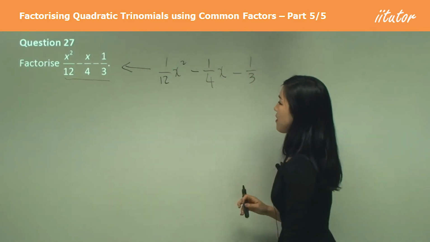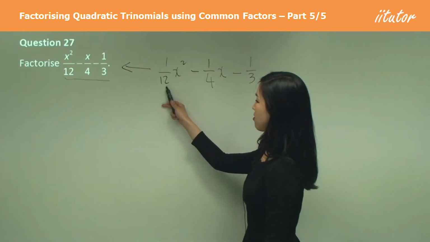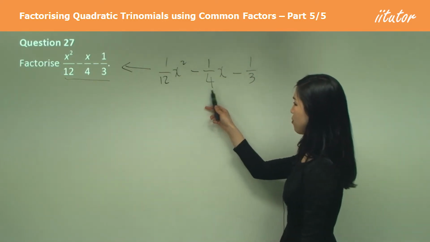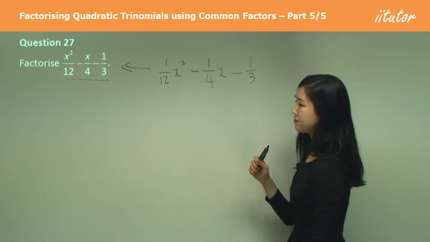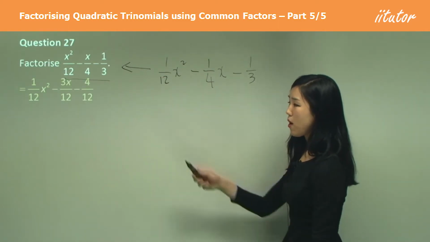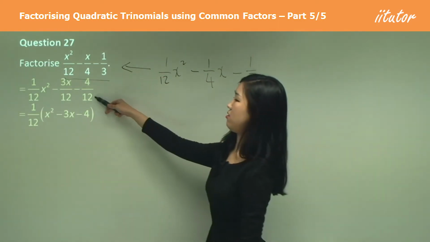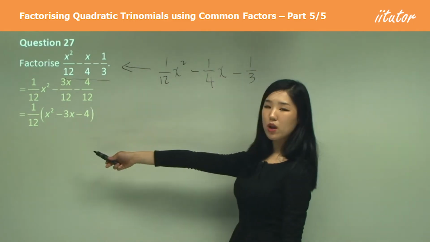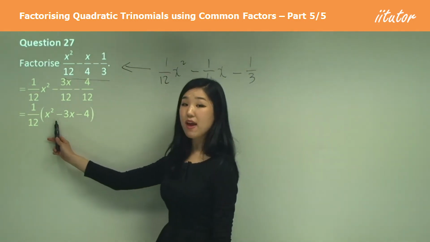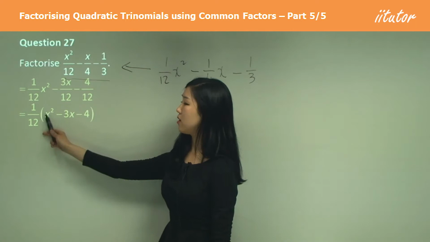So what's the common factor, guys? What's the common factor of 1 over 12, 1 over 4, and 1 over 3? I'm going to take 1 over 12 out. So this is just the same as that, isn't it? I'm going to take 1 over 12 out. So here I just have x squared. So now it's just monic.